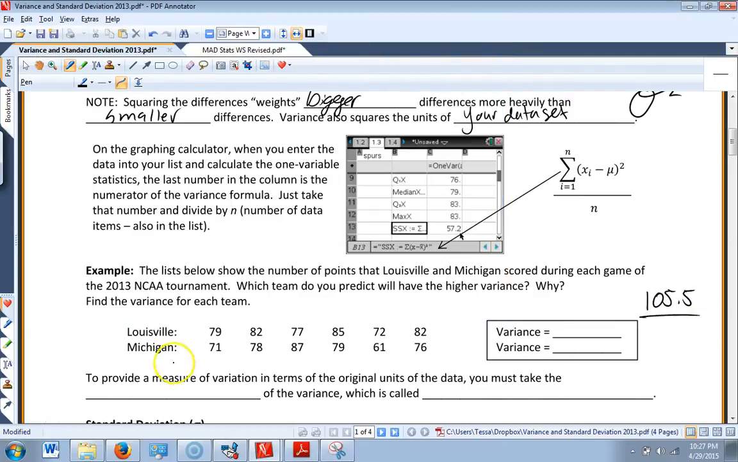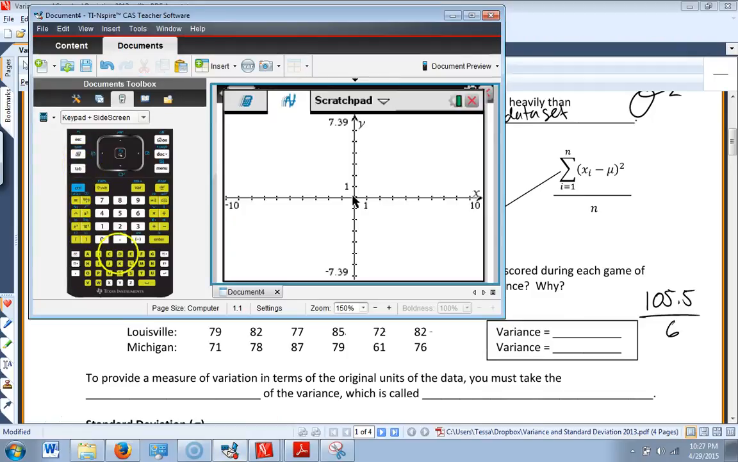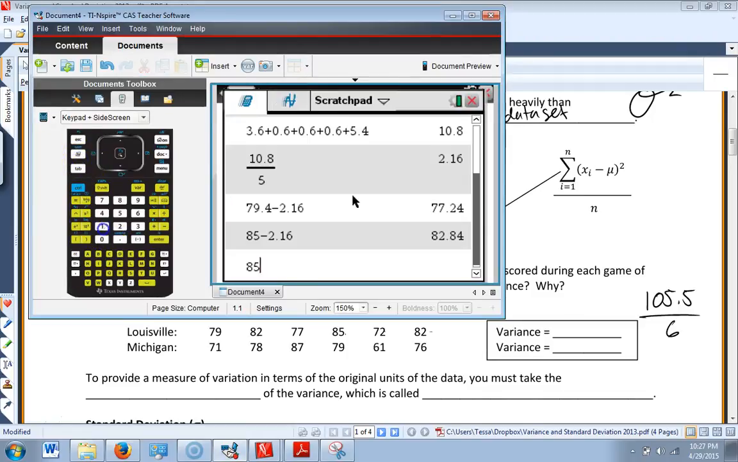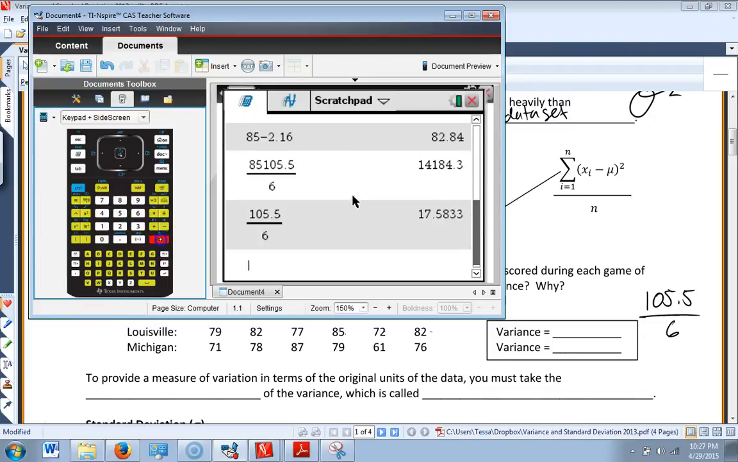And I'm going to divide that by the number of elements, which is 1, 2, 3, 4, 5, 6. So that variance is going to be 105.5 divided by 6.